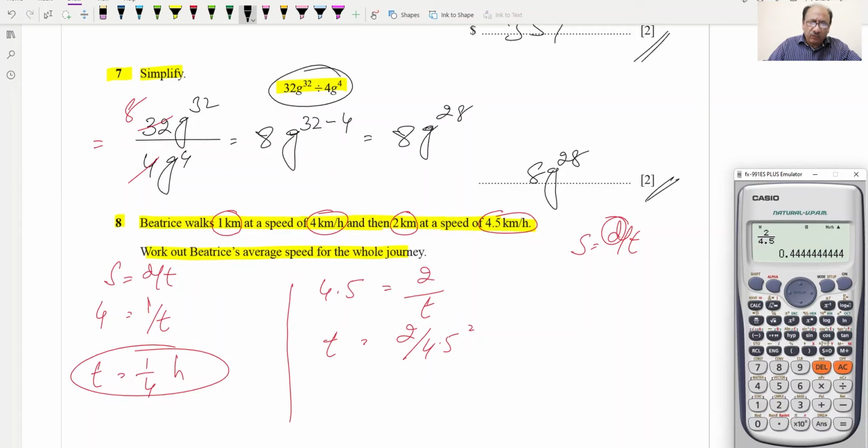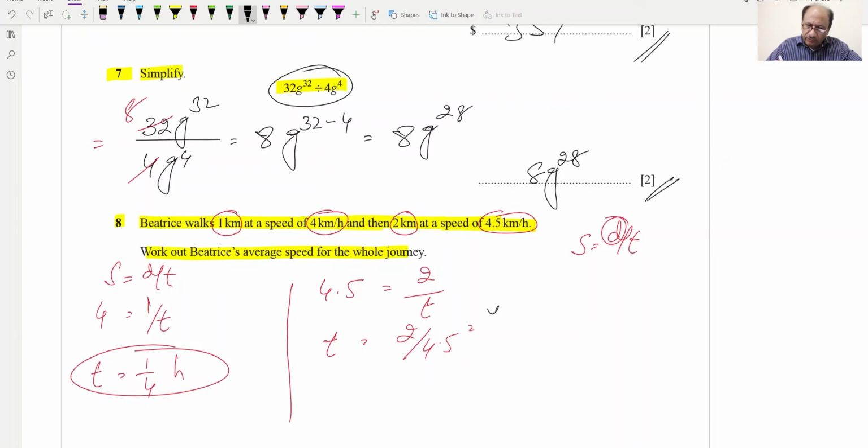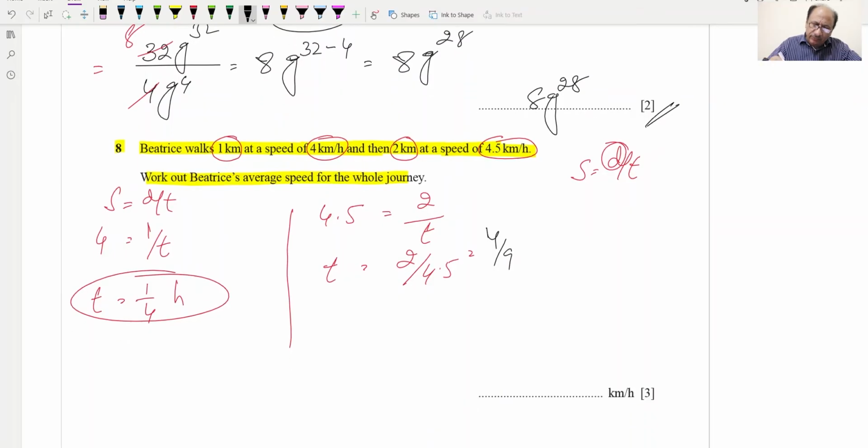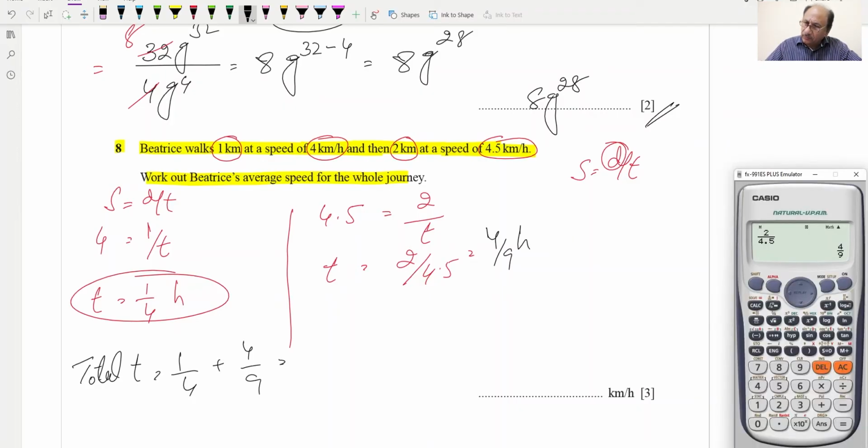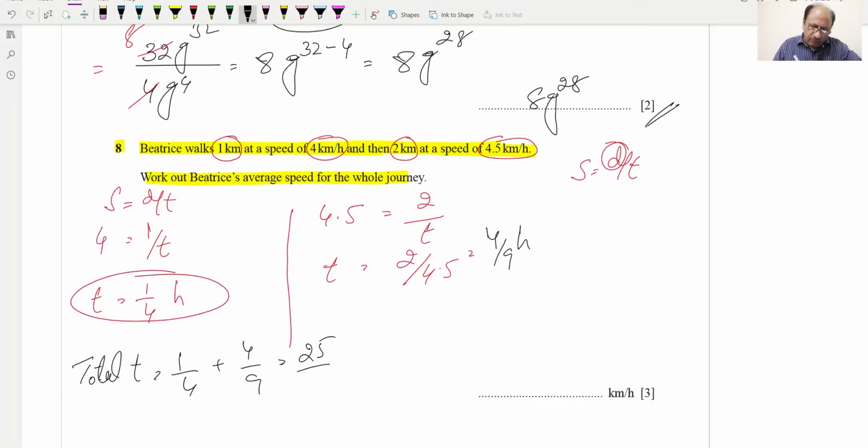and this will be equal to 4 by 9, or basically this will be 4 by 9, or we can keep it as it is also, like 2 over 4.5, or we can write 4 by 9. And now we have to add up time. This is also in terms of hours. So we can write total time will be equal to 1 by 4 plus 4 by 9, and this is equal to 25 over 36. So 25 over 36. Now we got the total time, and the total distance is how much?